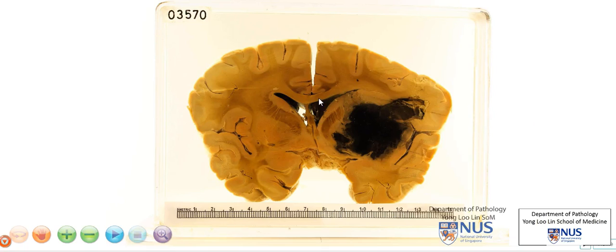Hello, here again we have a coronal section of the brain, and we are able to see the lateral ventricles, and this would be the region of the basal ganglia bilaterally. So there is a very obvious localized abnormality, and what we see here is this very dark, almost blackish area of discoloration. Let's take a closer look.